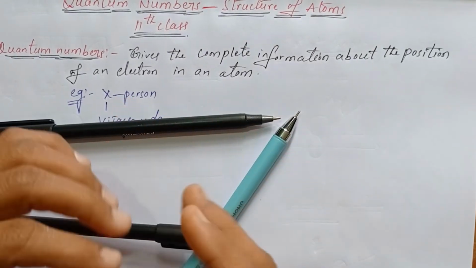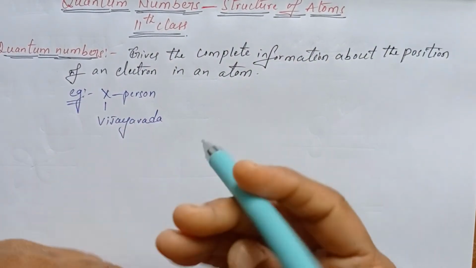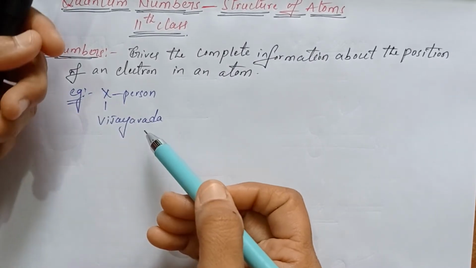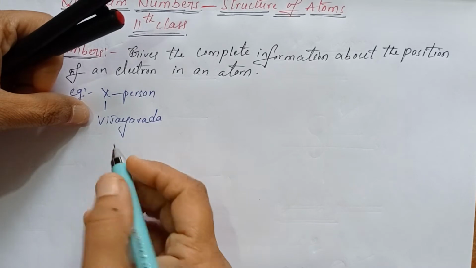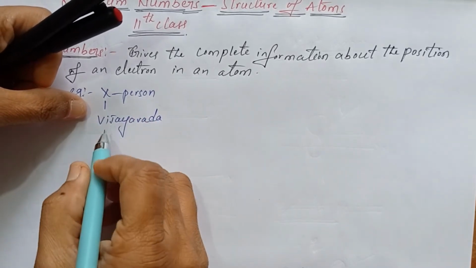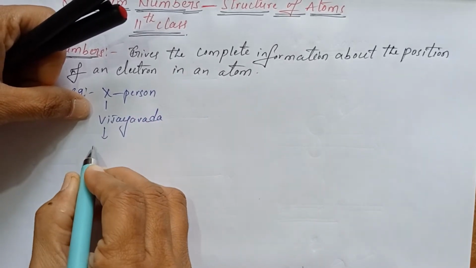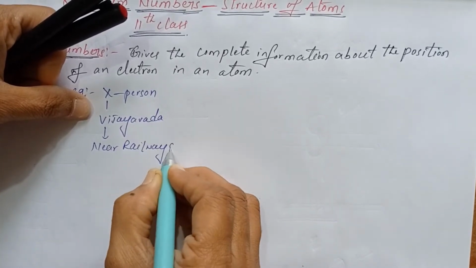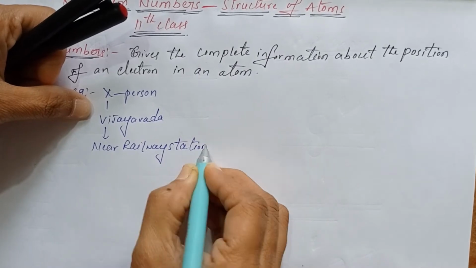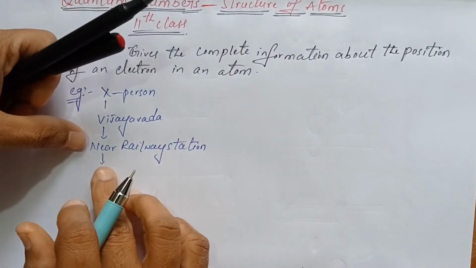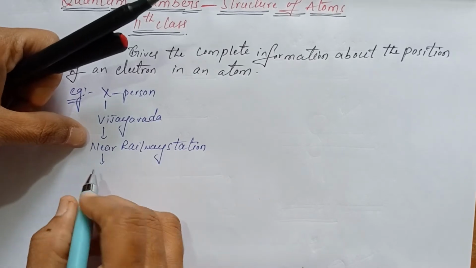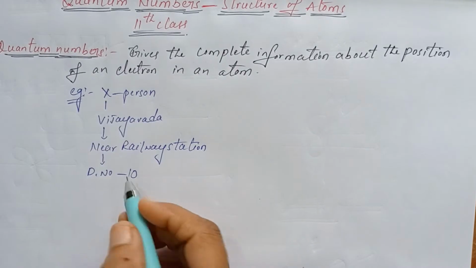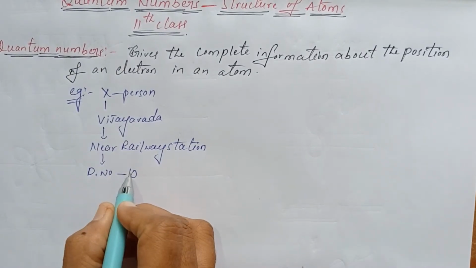Now see, students, I'm giving a general example. Here X is a person, students. His place is Vijayawada. He is staying in Vijayawada. In Vijayawada, in which street? That means where is his house? Near the railway station. Near the railway station, his house door number is 10. His house door number, how much? 10.